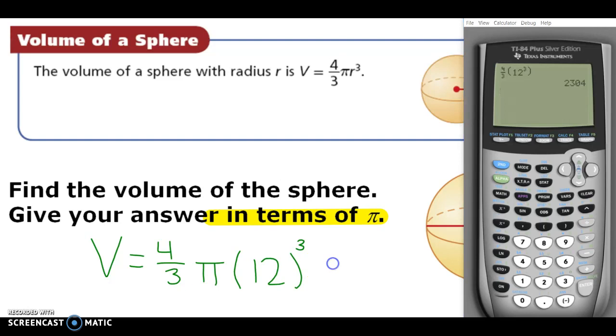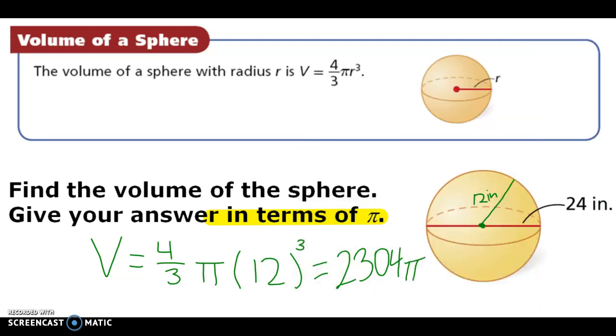So 2,304. What do we have to write though? Pi. Don't forget that you have to attach the pi on there. A lot of times people forget that in terms of pi. They just write 2,304. Right. Yep. 2,304 pi inches cubed. We're doing volume.